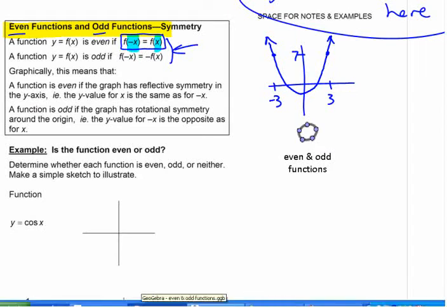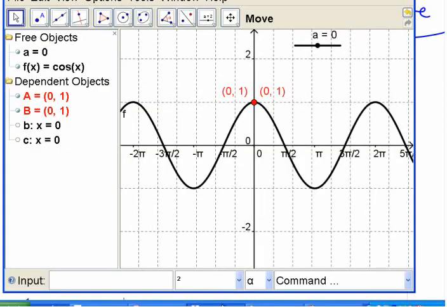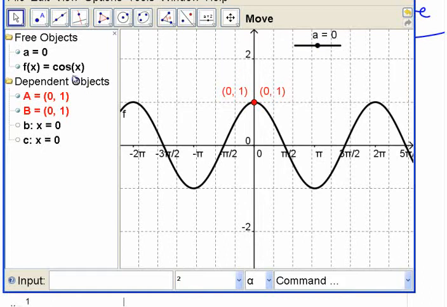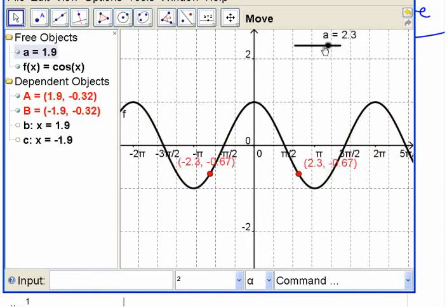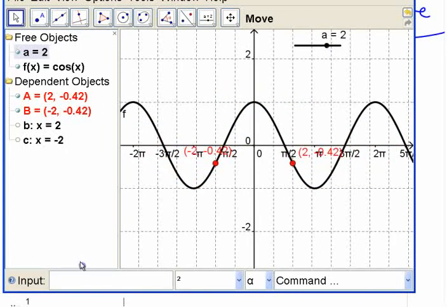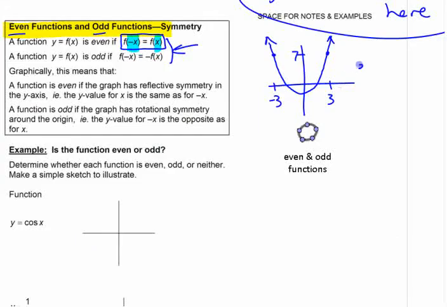I should probably use this instead, because this is going to make it a little more obvious. Cosine is an even function, because anywhere you go on either side here, if you look at any one of those points, you can see the coordinates there. The function value is 0.36 for positive 1.2 and for negative 1.2. Anywhere you go there, it has the same function value. All right? That's an even function. And so this one is even.